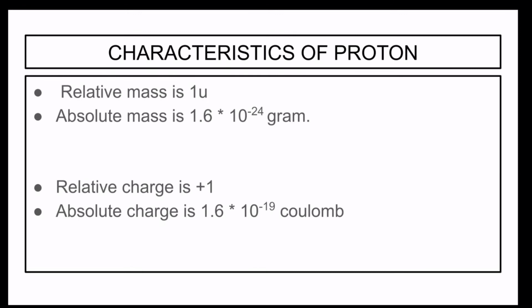The characteristics of the proton: the positively charged subatomic particle present in the atom. Relative mass of proton is 1 u. Absolute mass is 1.6 × 10^-24 gram. Relative charge is +1. Absolute charge is 1.6 × 10^-19 coulomb.